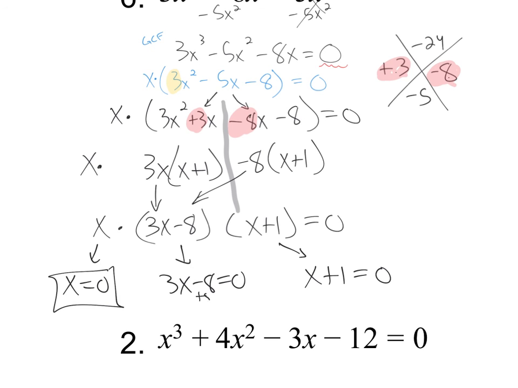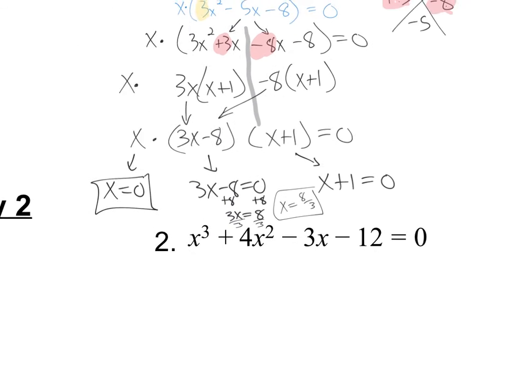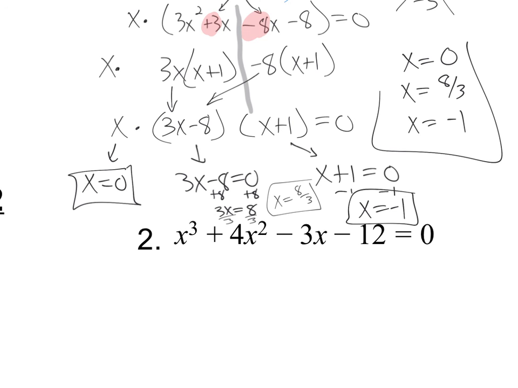This one is already solved for you. No steps needed there. Over here we want to add 8 to both sides and then divide by 3. So we have 3x equals 8. Divide by 3 to get x equal to 8 over 3. And for the final one, subtracting 1 from both sides will give us x equal to negative 1. So our 3 solutions are x equals 0, x equals 8 over 3, and x equals negative 1.